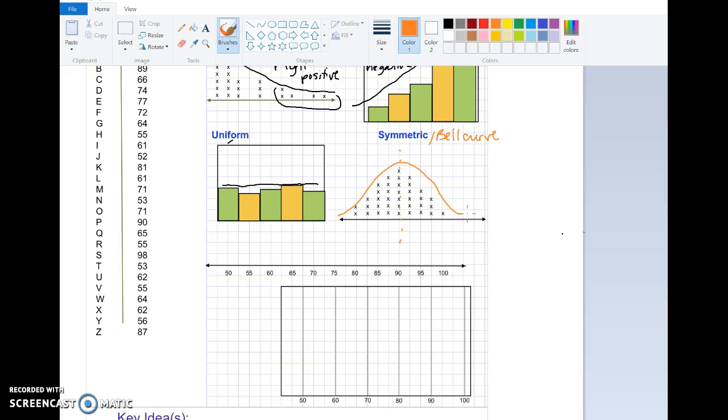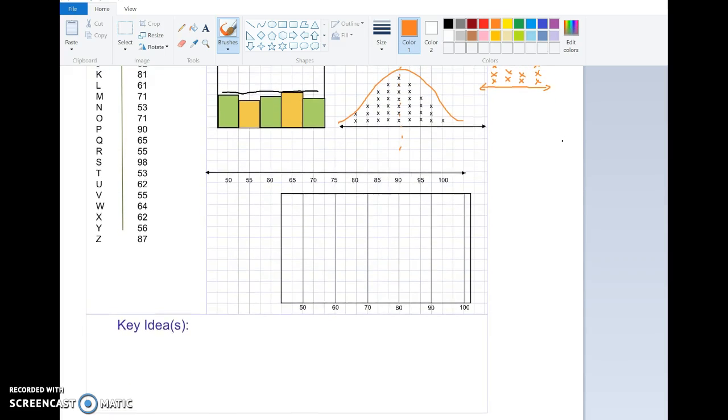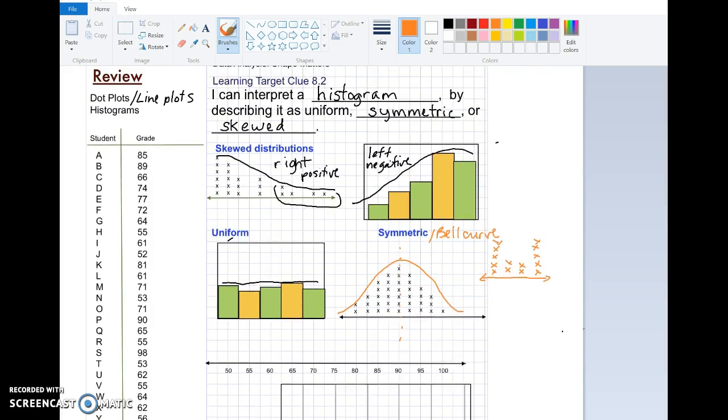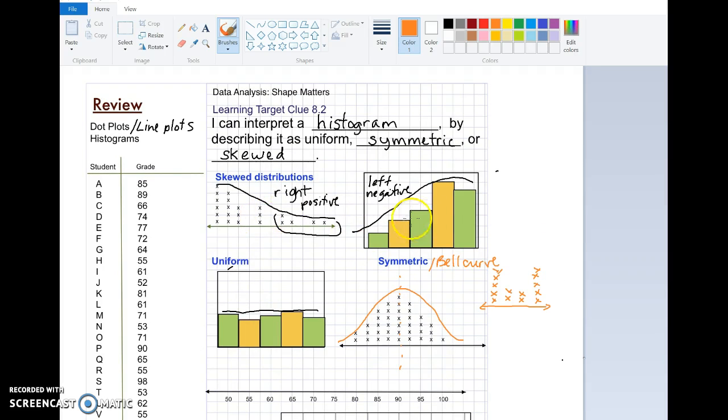Now, not every symmetric graph is a bell curve because it could look like this. You can see that it's symmetric, but it's not a bell curve. It's actually almost a U-shaped curve, isn't it? So symmetric is the broader general description, and a bell curve is an example of a symmetric distribution. And you'll hear a lot about bell curves when they start talking about curving grades. They try to make the grades fit into a bell curve. So we've got our 3 different types of descriptions: skewed, uniform, and symmetric.